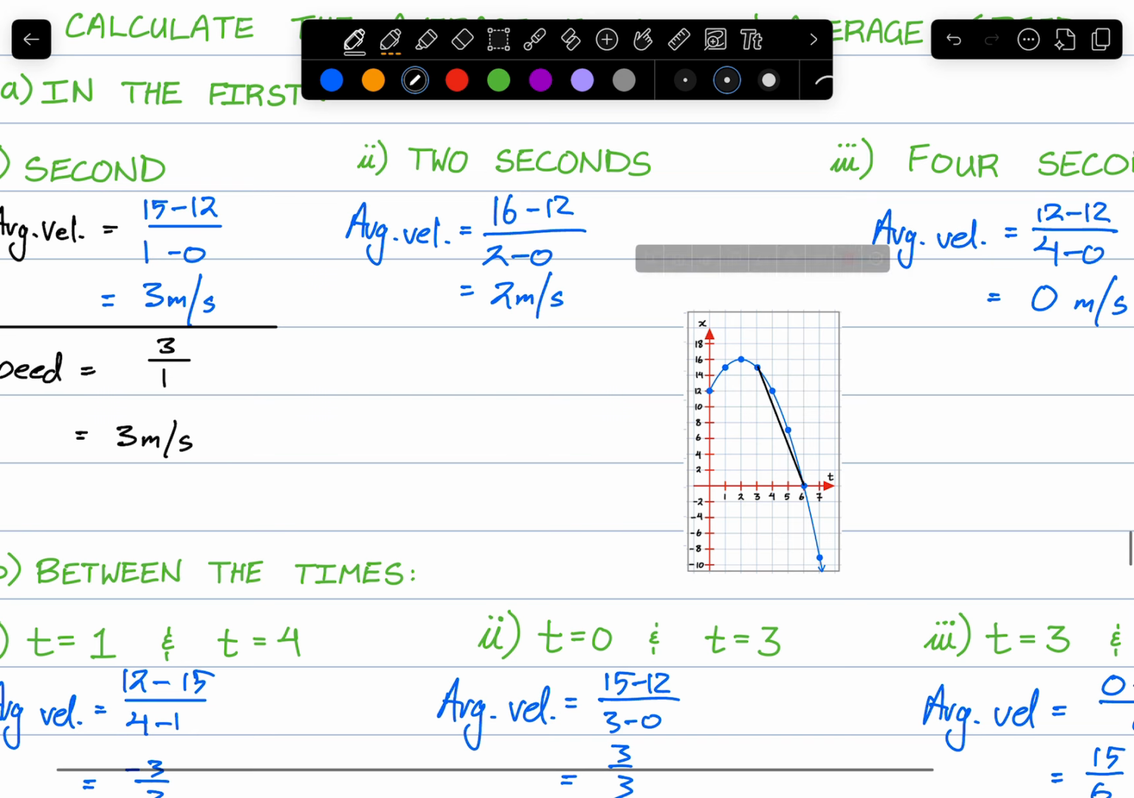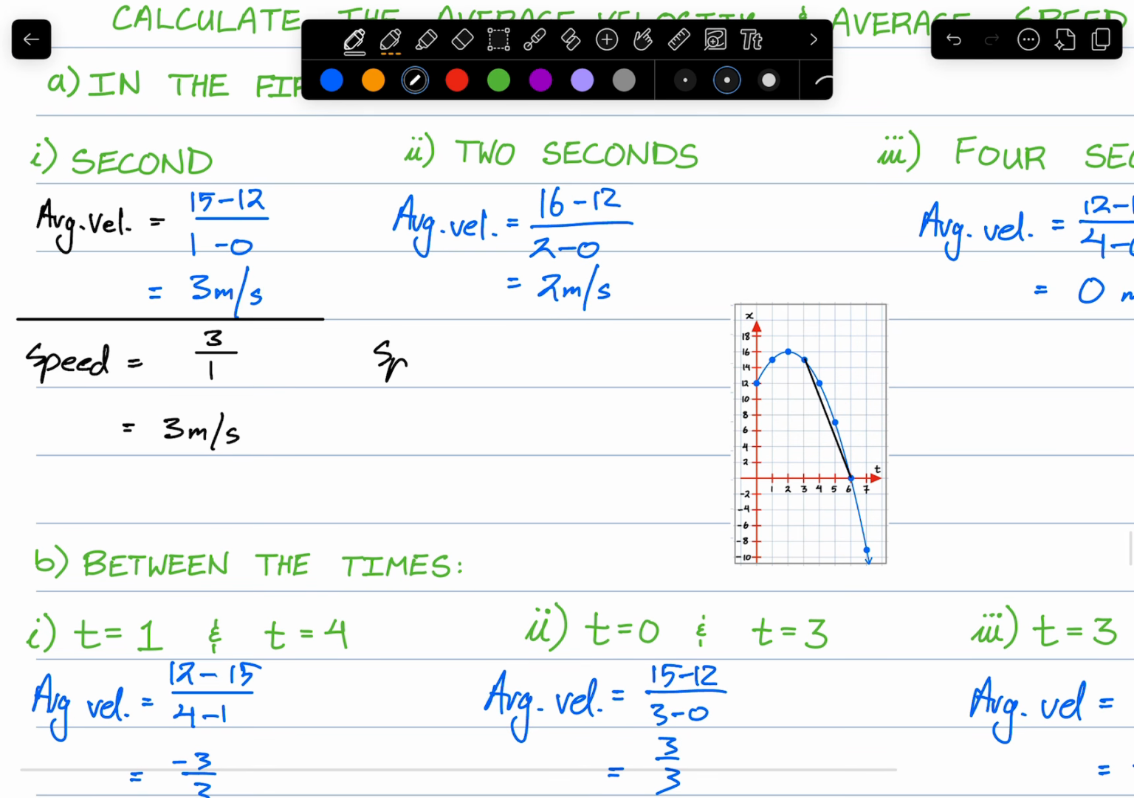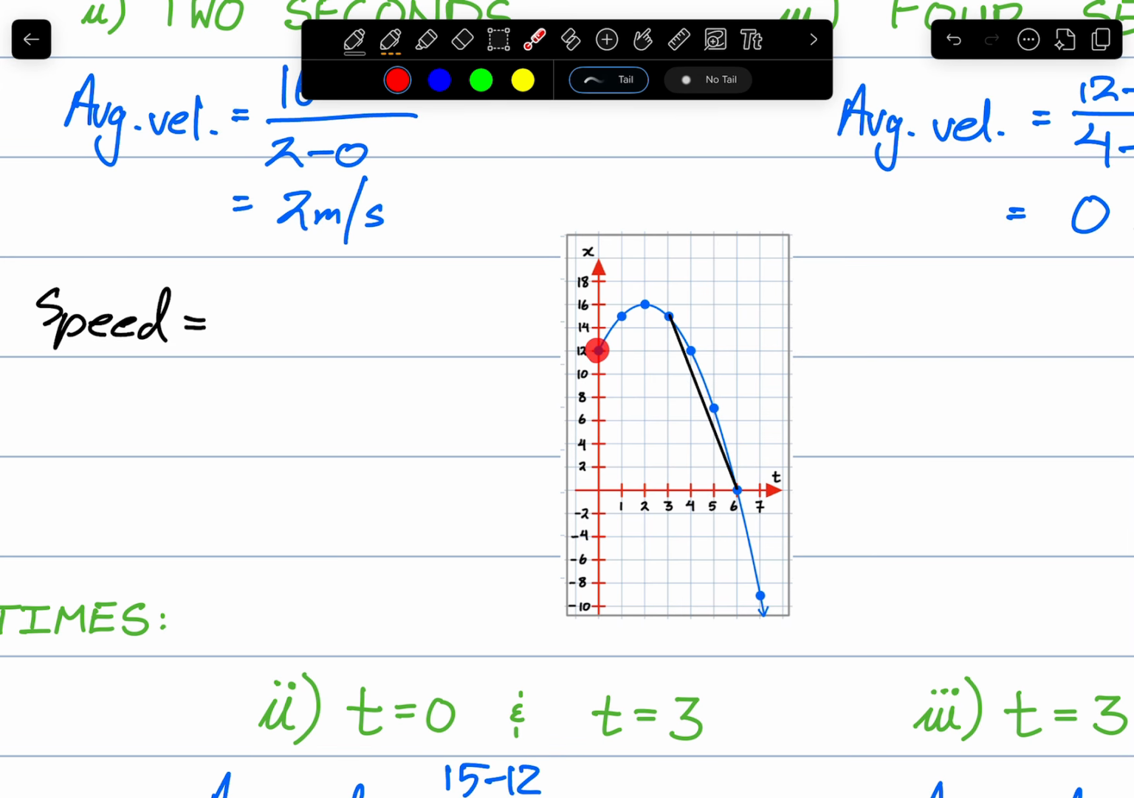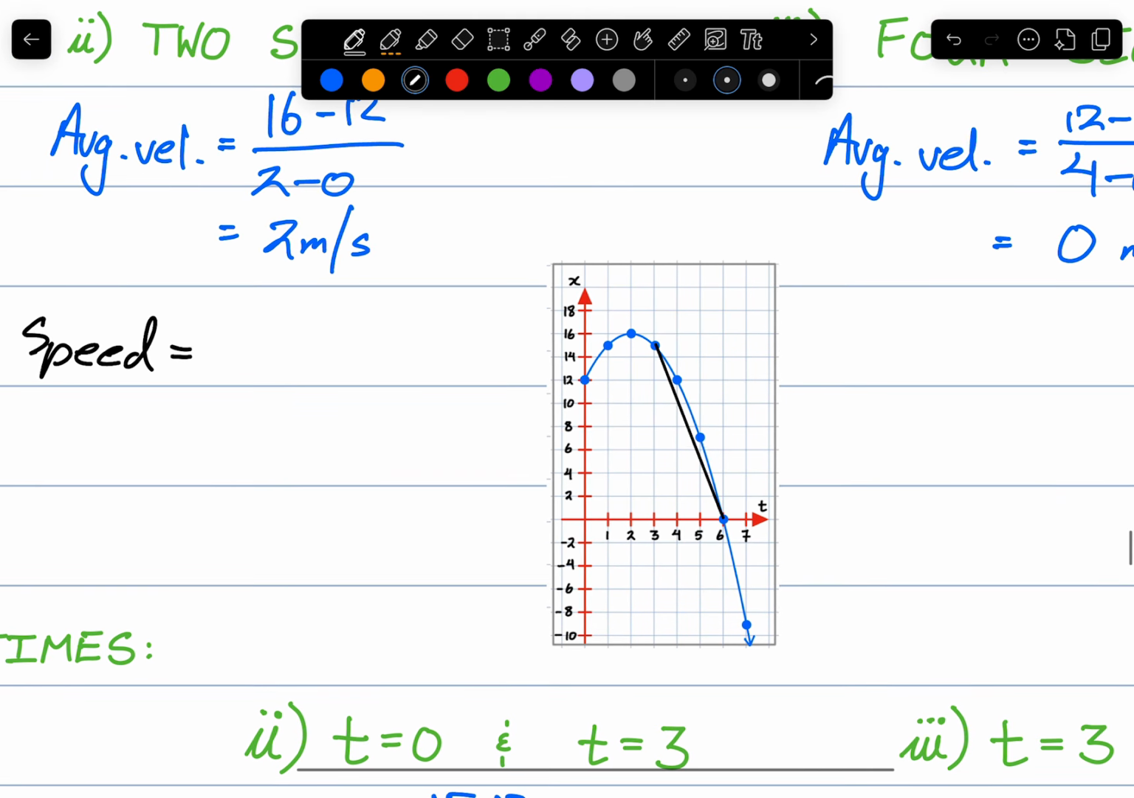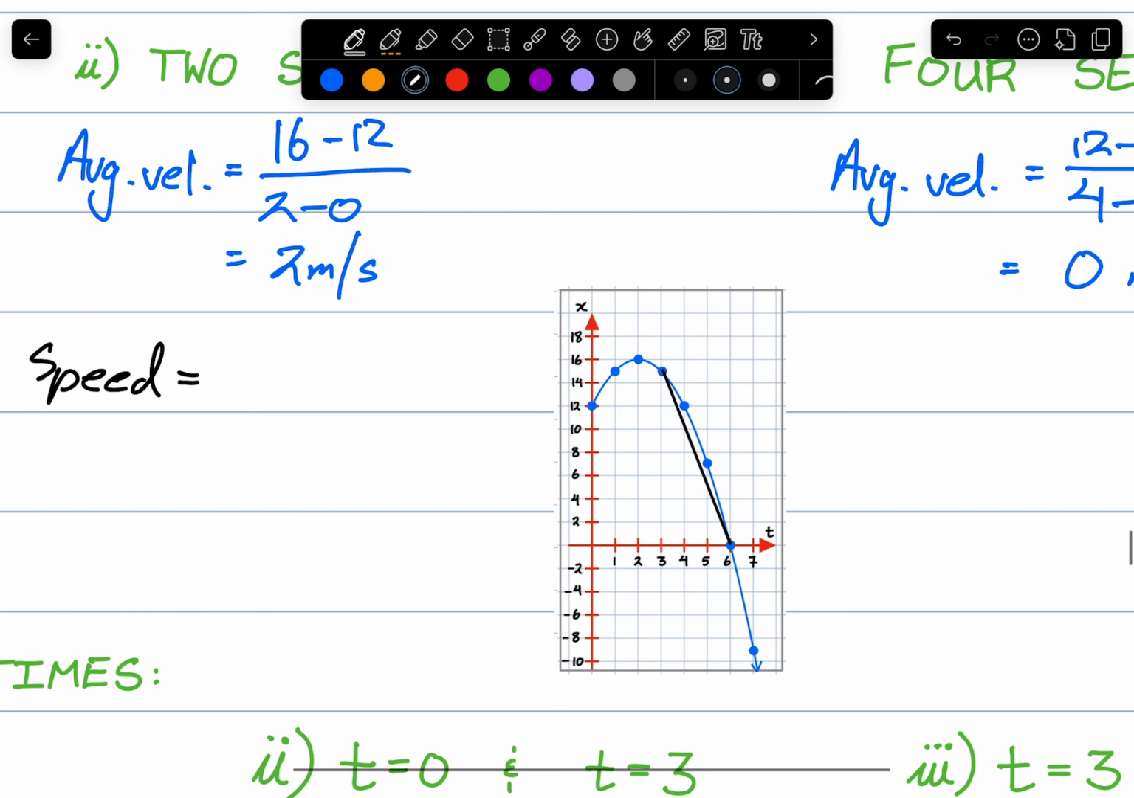Likewise, in the first 2 seconds, well, the speed at this point, we went from 12 to 16, that's 2 seconds. From 12 to 16, it's going to be 4 on 2, that's still 2 meters per second.